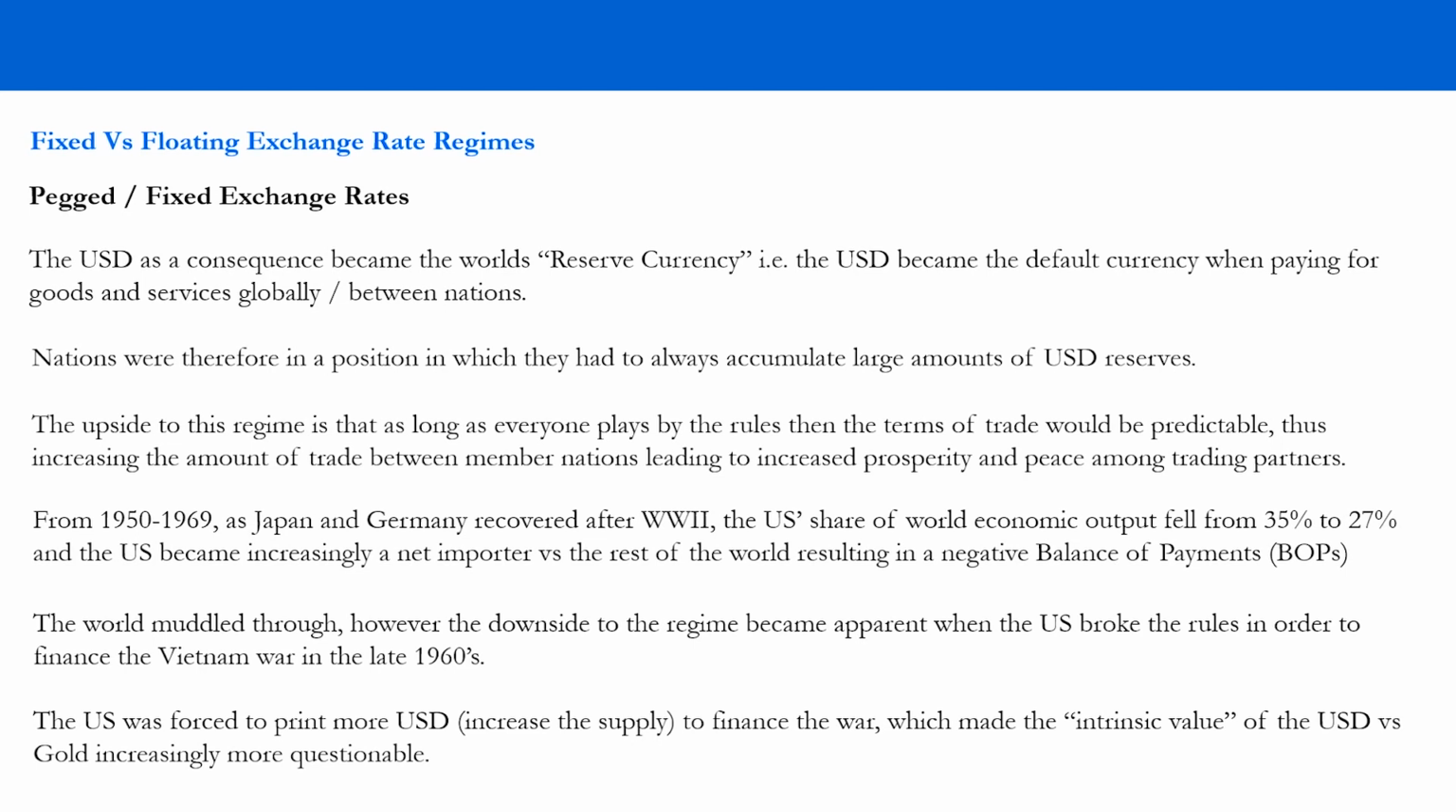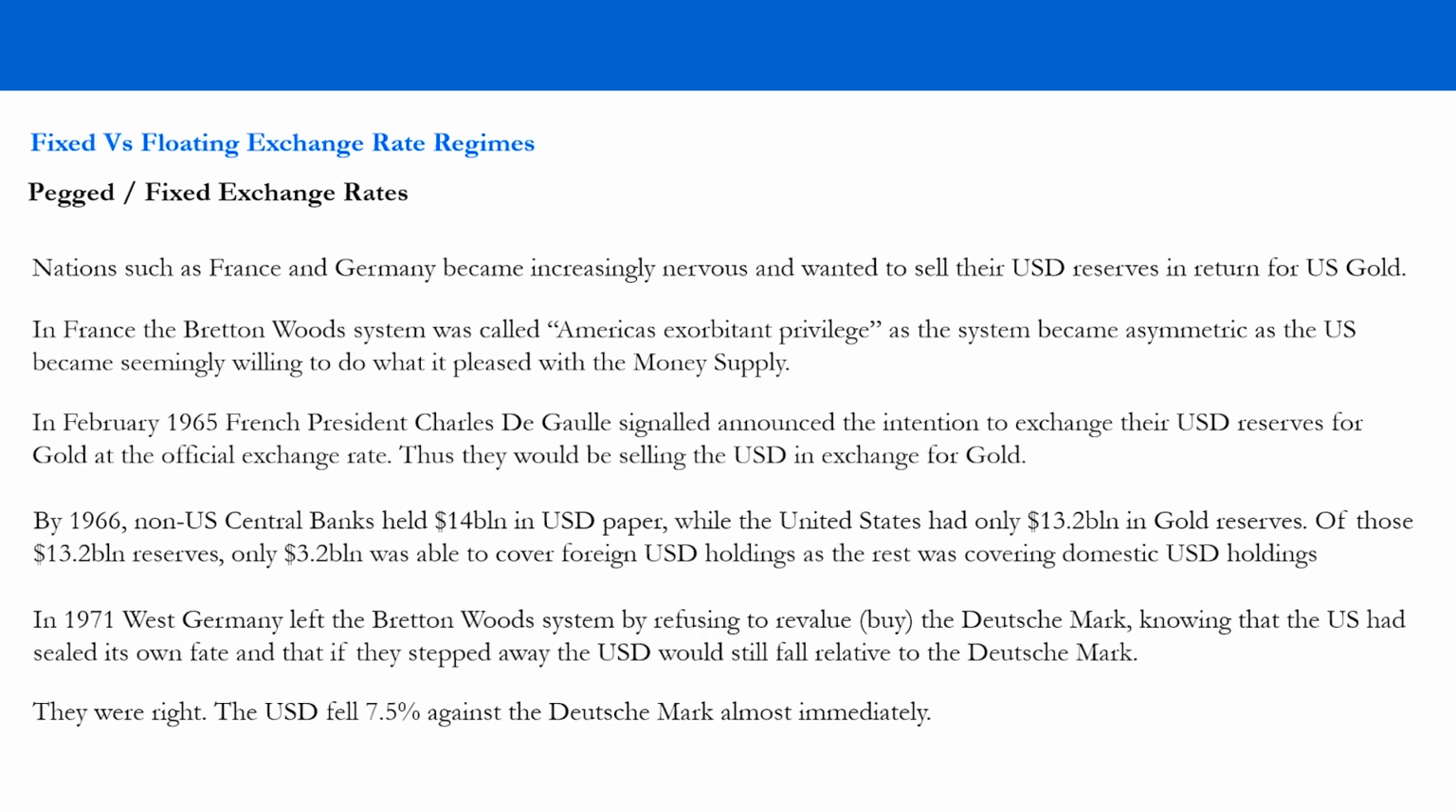Now, during that process, the world did muddle through, but the downside to the whole regime became really apparent when the US had to actually break the rules in order to finance the Vietnam War in the late 60s. The US was forced to print more US dollars to finance the war, and print them at a rate that was higher than the rate of newly mined gold. And this made the intrinsic value of the US dollar versus gold increasingly more questionable.